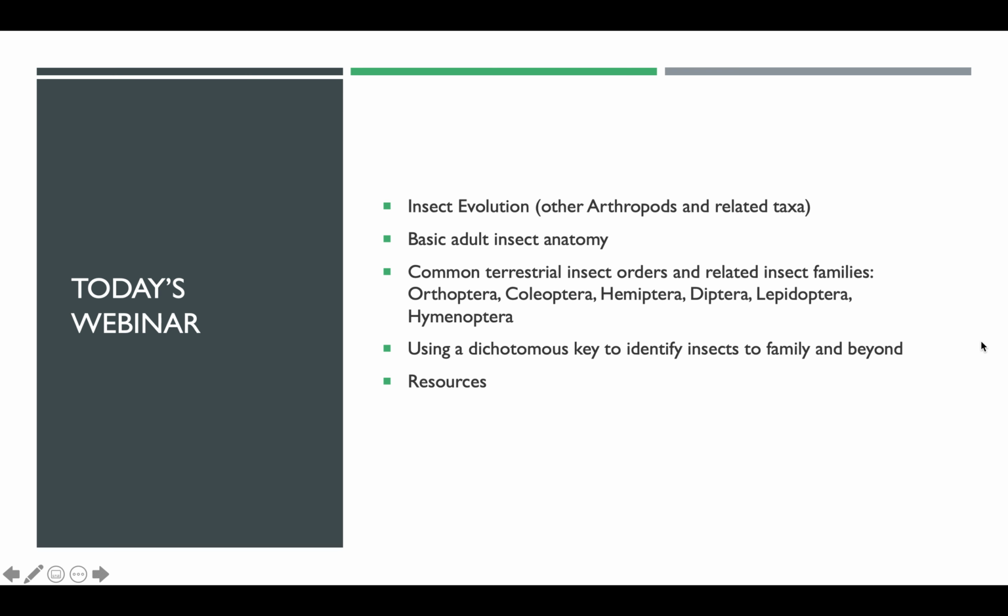All right, so today we're going to cover a few topics. We'll quickly go over insect evolution, to help determine what the difference is between insects and other related taxa or groups of organisms. We're also going to cover some basic adult insect anatomy and some common terrestrial insect orders. These are common groupings of insects which can be identified based on certain features. We'll also go over how to use the dichotomous key, so if you ever need to use an ID guide to identify an insect family or beyond, we'll go over that together, as well as some resources besides dichotomous keys that you can look into to help identify insects a little better.